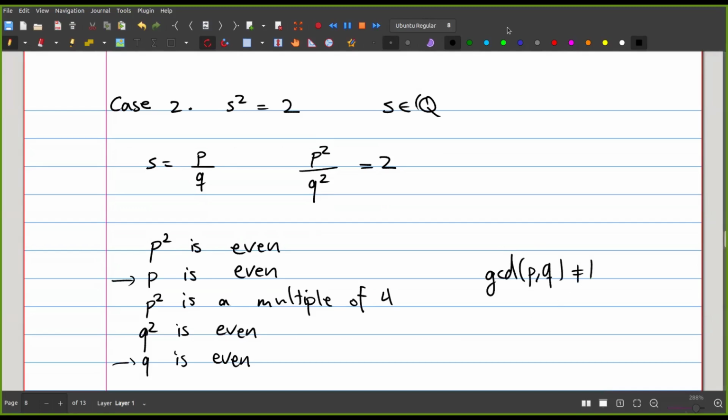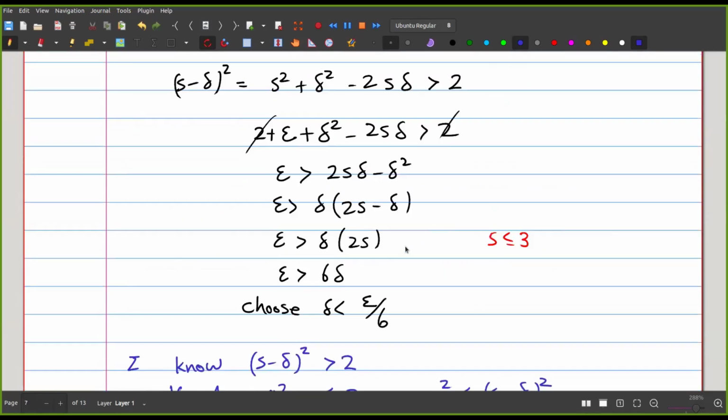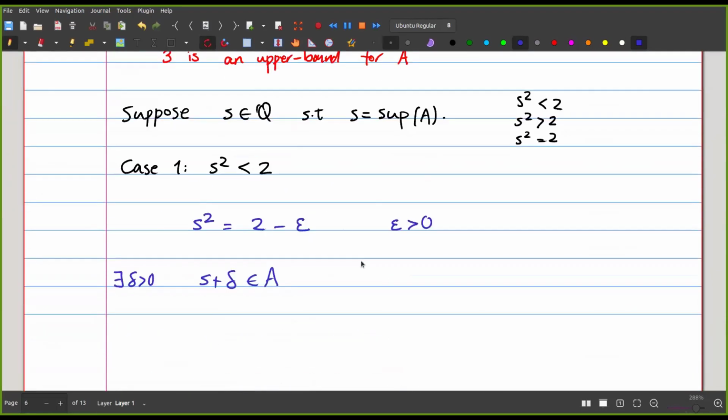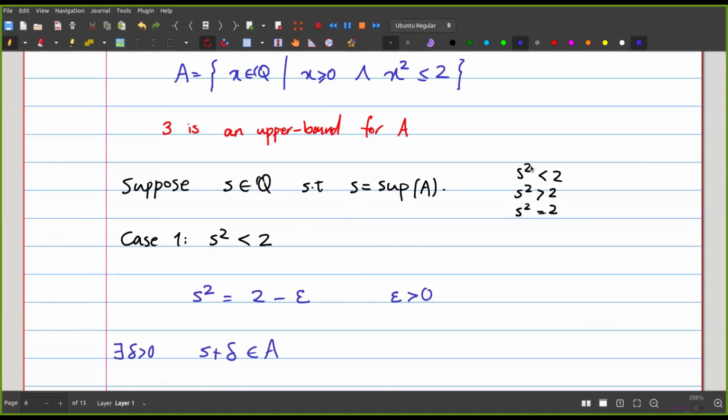Right. But I could have assumed in the beginning that I'm writing s as p over q, where the GCD is 1, because I can write every rational number there. And then I can do this, and I can show that the GCD of p and q is not 1. So this is also a contradiction. So basically, I cannot have any number s in Q that serves as the supremum of this set, because I got a contradiction in every case.